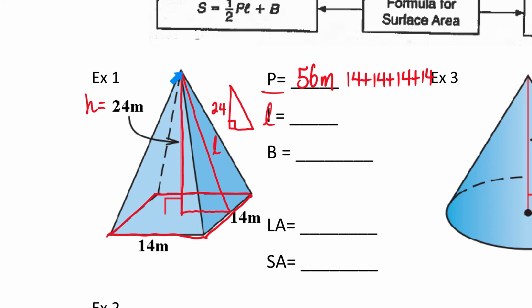Good. If you think about what's happening here, the way this height is, it drops in right here exactly halfway. So it's halfway of the 14. So it's going to be half of 14, which is 7 right here. And now I'm looking for this. That's the slant height. So we're going to do the square root of 7 squared plus 24 squared.